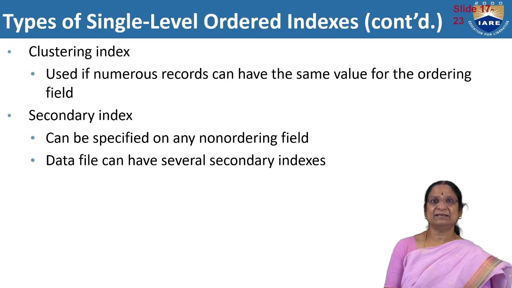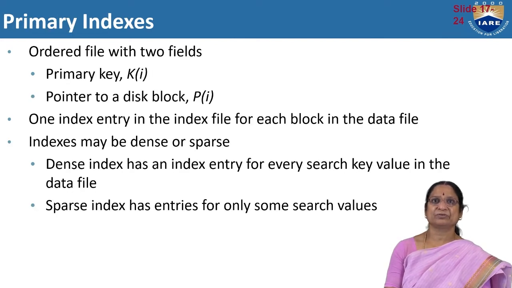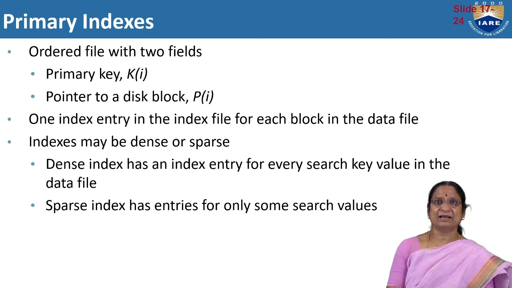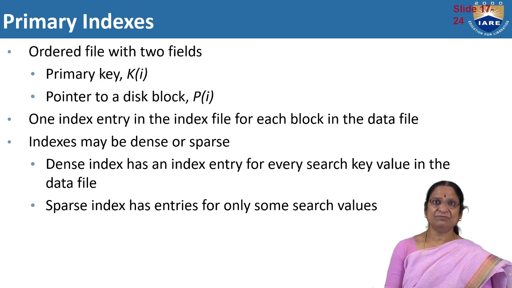Secondary indexing means it can be specified on any non-ordering attribute also. A data file can have several secondary indices also. So, an ordered file with two fields will be there, as I told you just now. The primary key will be there, and a pointer to the disk block: the key value and the respective address where that particular data is stored physically. One index entry in an index file for each block in the data file will be there.